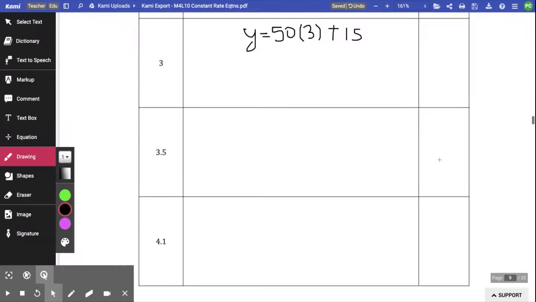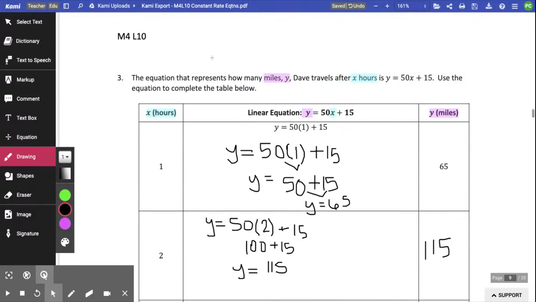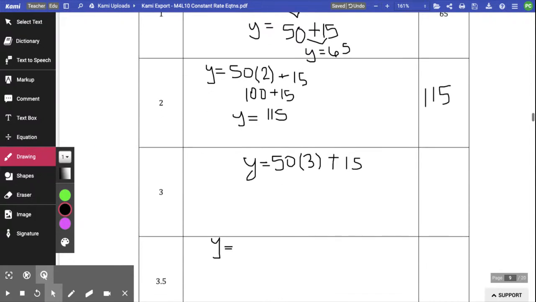What I do want to help you with is these that have decimals. There actually is no difference in how we're going to solve other than the fact that there's a decimal number, so we might have a decimal answer. And if the directions state to round to a certain point, you can round.